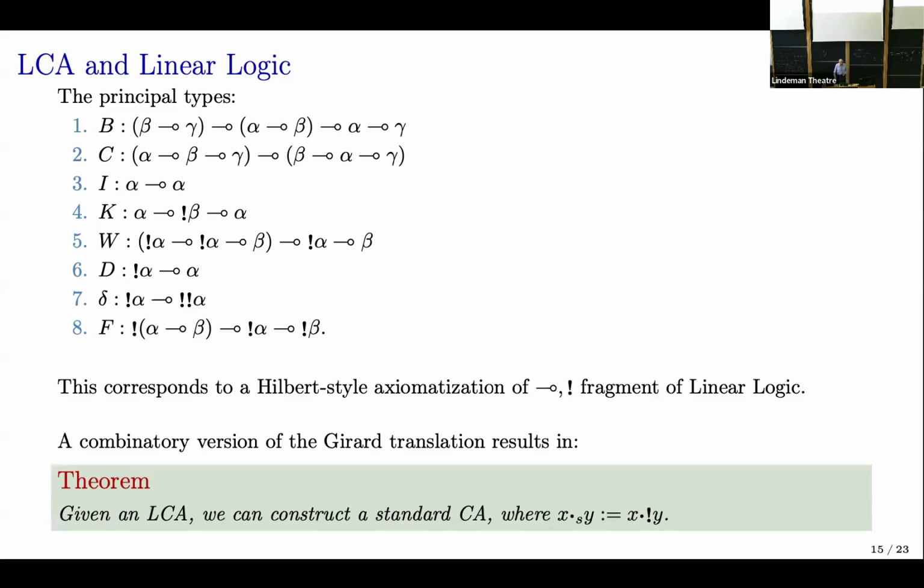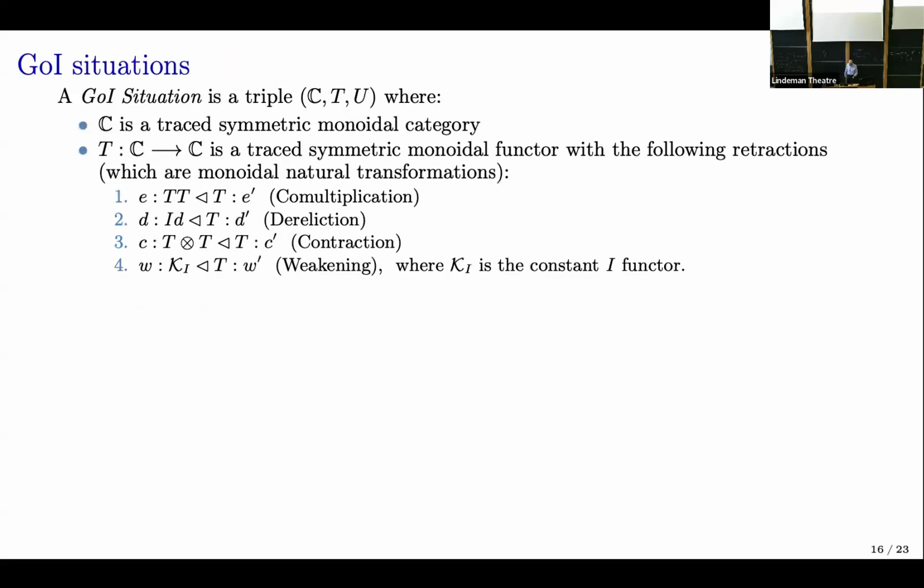And you can then do a combinatory version of the Girard translation, and what you get is that given a linear combinatory algebra, we can construct by interpretation a standard combinatory algebra out of it. So if you have one of these linear combinatory algebras, you do have a universal model of computation.